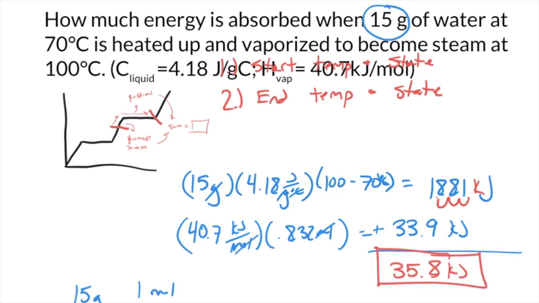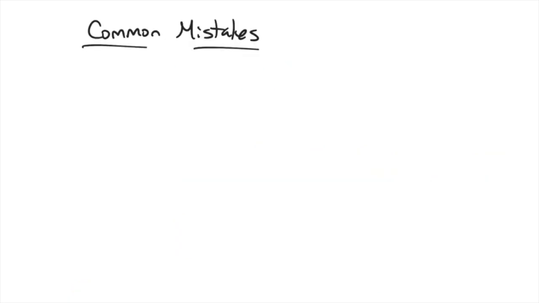That's the energy from increasing the temperature from 70 to 100 added to the energy needed to vaporize the water. This was a 2-step process. Now before I finish off this video lesson, I'm going to talk about the 4 common mistakes that I see when students execute these problems, and these come up time and time again.